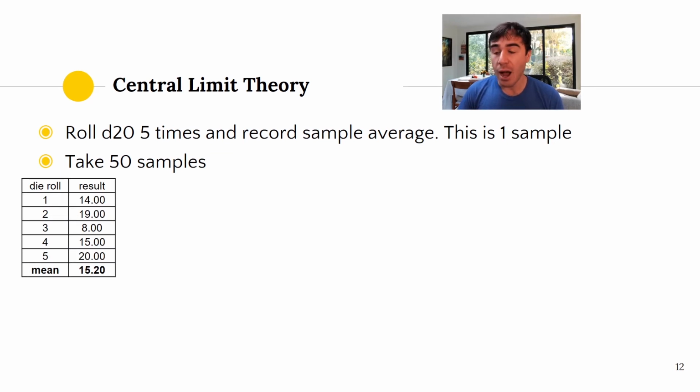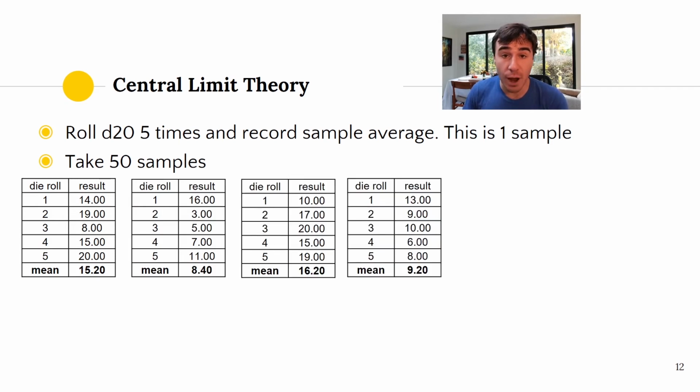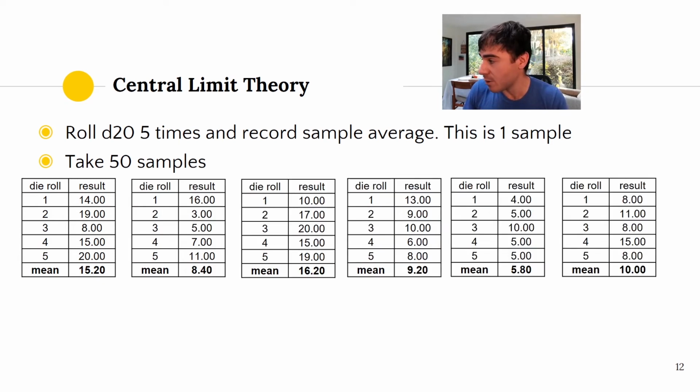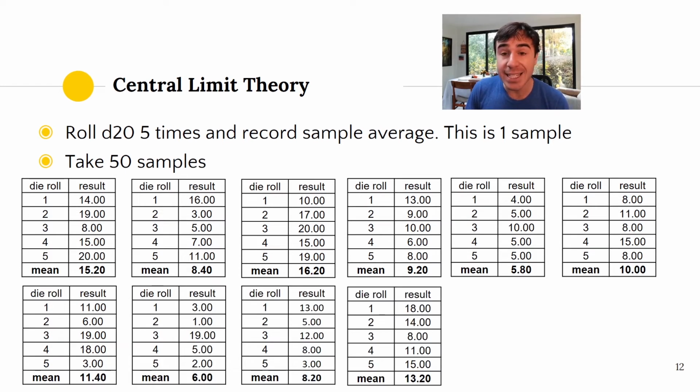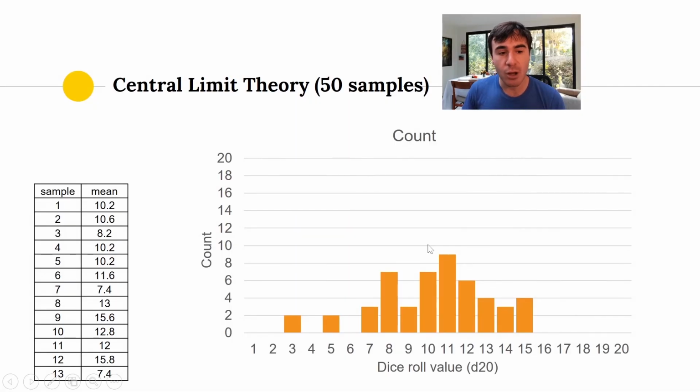So, for example, I rolled a dice 5 times, and my average was 15.2. And I kept doing that. I kept rolling dice 5 times and took the average of those die rolls. You can see that it's fluctuating quite a bit. Let's say I did this 50 times. Okay, now what would this sample distribution look like? Okay, this looks a lot less like the discrete probability distribution that underlies a 20-sided die roll, and it looks a lot more like a normally distributed variable, like a normal distribution.